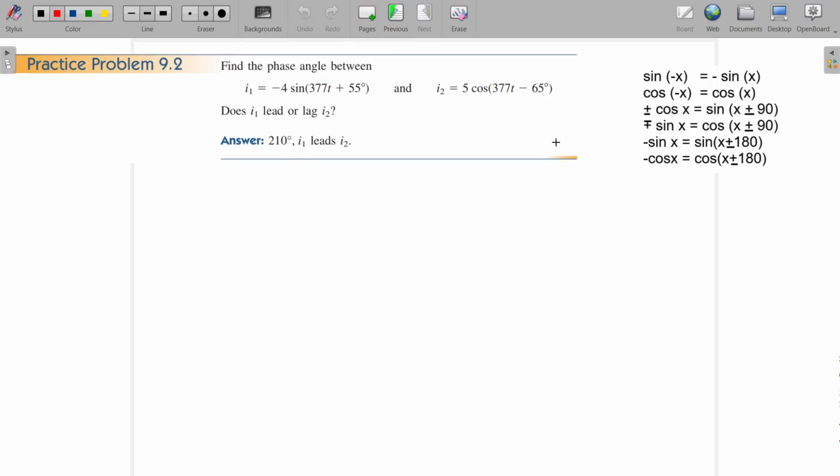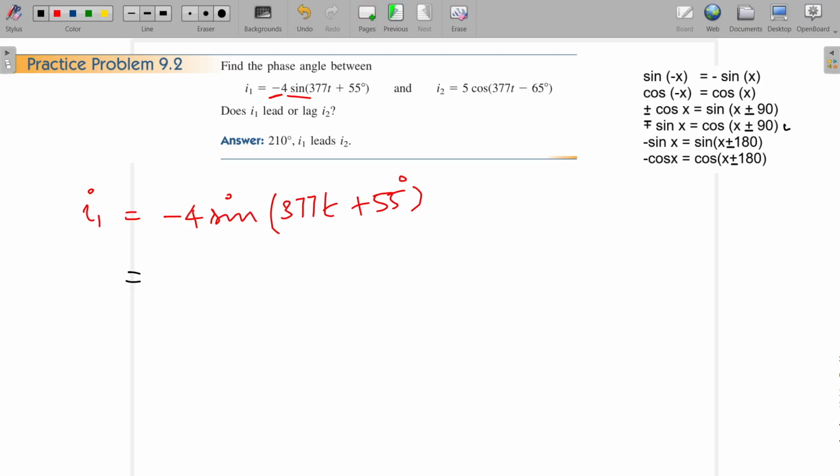In order to convert this sine into cosine, you must know these identities. Here you see, if you have a negative sign, minus sin x, that can be converted as cos of x plus 90 degrees. So we can convert this now. I1 is given here as minus 4 sin of 377t plus 55 degrees, right? I'm going to convert this into cosine form.